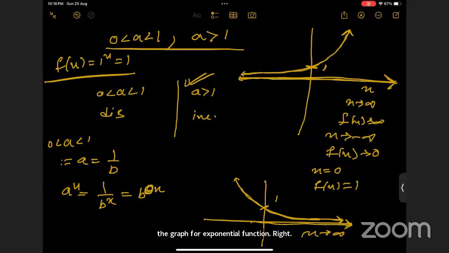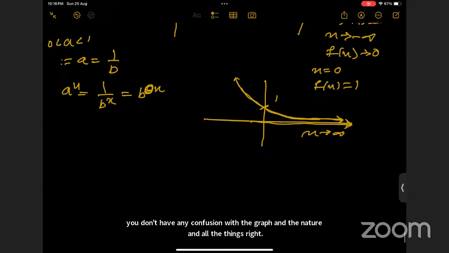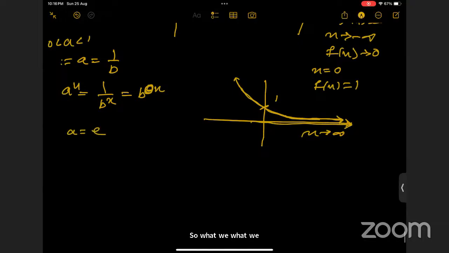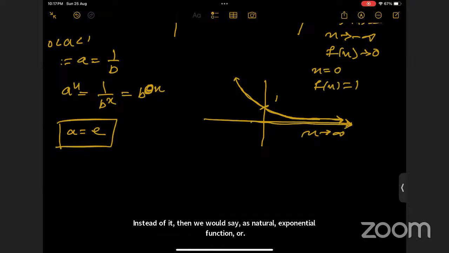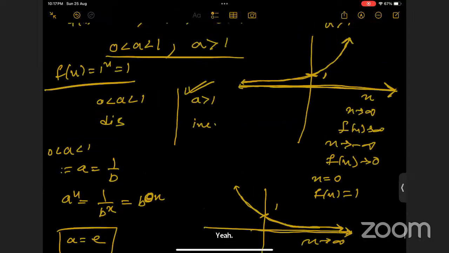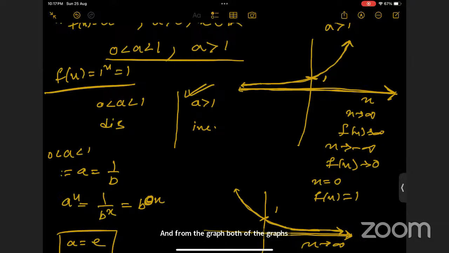So you don't have any confusion with the graph and the nature and all the things, right? No. So what we know, if we take specifically e instead of a, then we would say it as the natural exponential function or simply the exponential function, right? And from both of the graphs, we can use the help of the horizontal line test and vertical line test. And from here, we can conclude about the range, about the domain and everything.